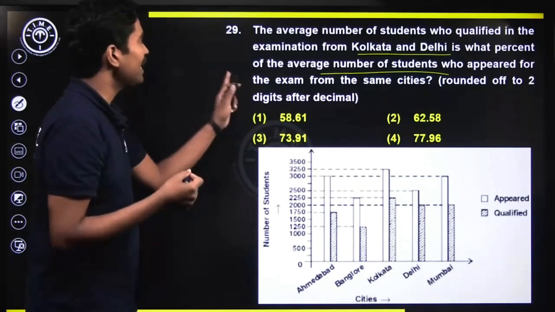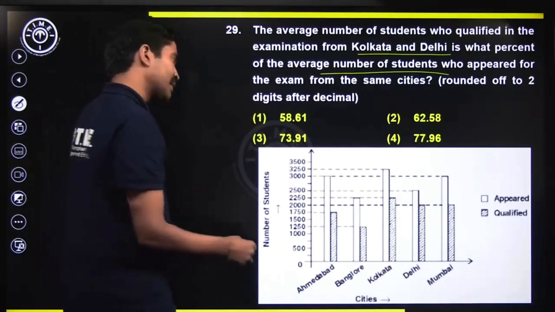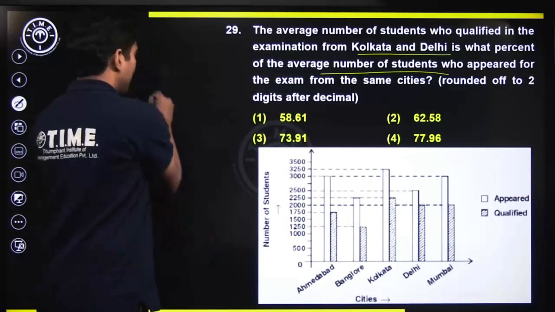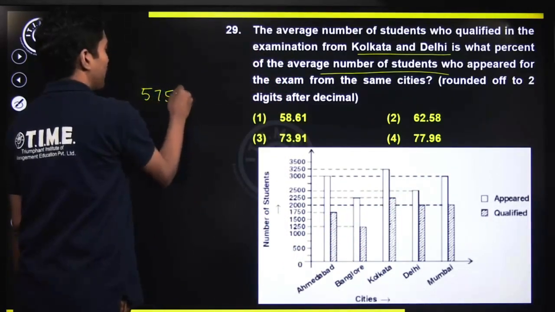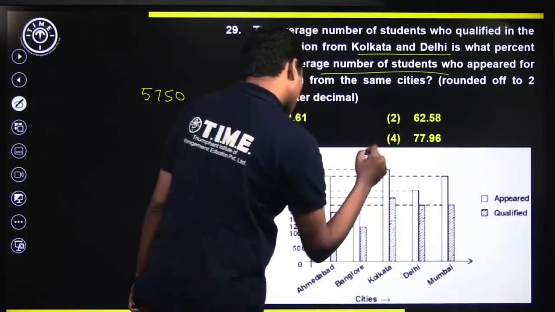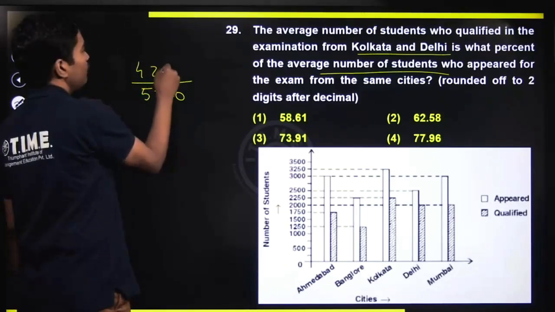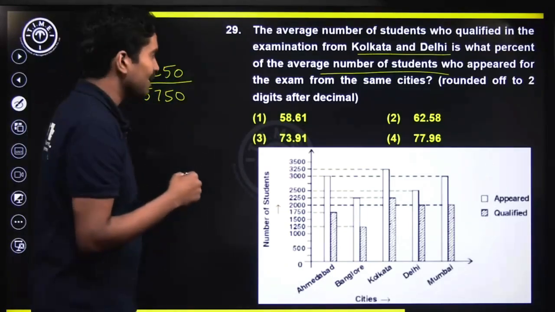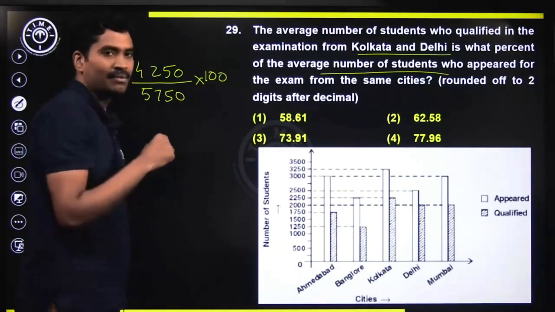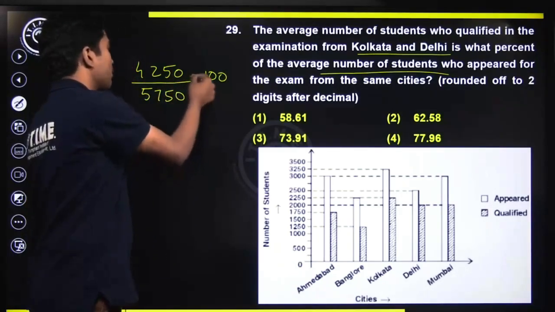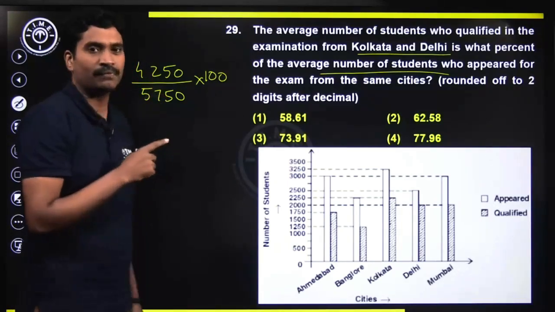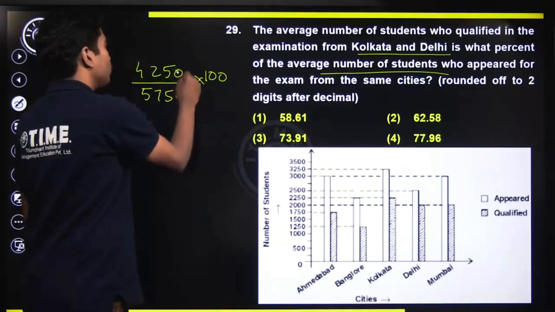What I mean is, take Delhi and Kolkata for a moment. The number of people who appeared is 3250 and 2500, right? That's 5750. 5750 appeared from Delhi and Kolkata, and how many qualified from Delhi and Kolkata? This is 2250 plus 2000, that would be 4250, right? 4250 by 5750. Can't I simply find out 4250 by 5750 into 100? Why should I take 4250 by 2 is what percentage of 5750 by 2? The numerator is also an average of the 2 cities, the denominator is also an average of the 2 cities. So there's no need to divide that by 2, that's what I'm trying to say.